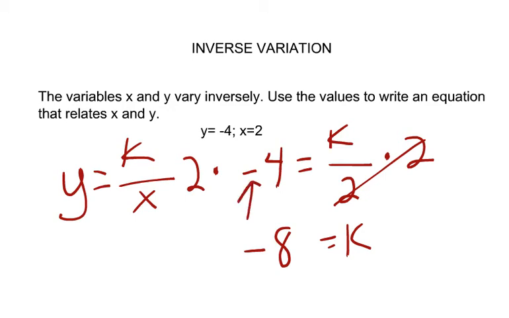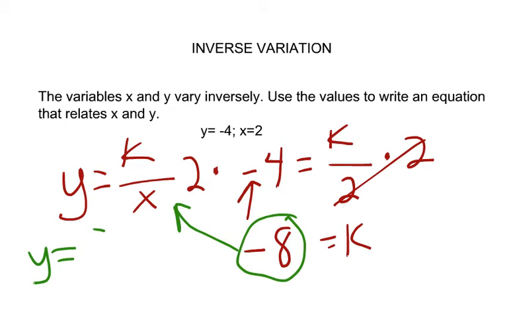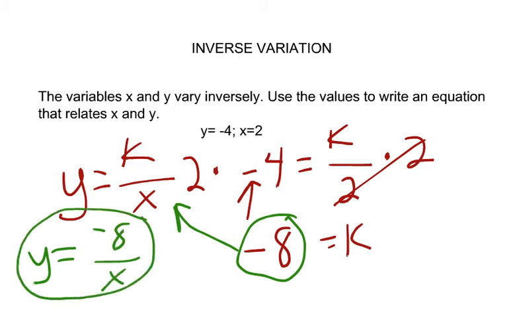So now you're just going to take your -8. I'm going to put a new color, and we're going to plug this back in for k in our original formula. So we have y equals, and instead of k, we're writing -8 and then x, and that's your answer for that. So this would go for the same thing with graphing the point.